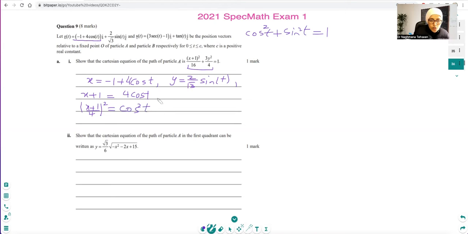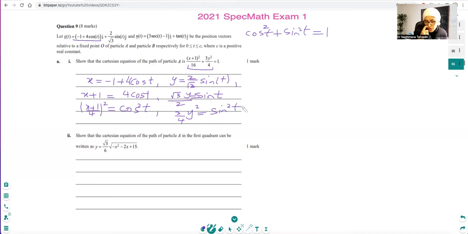Now I would do the same in here. Let's see what I can do. I can rewrite it as root 3 y over 2 equal to sine of t. Now what we can do is square this one. This will give me 3 over 4 y square is equal to sine square t.